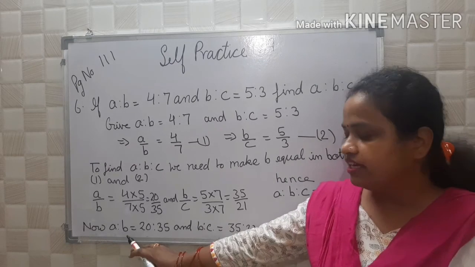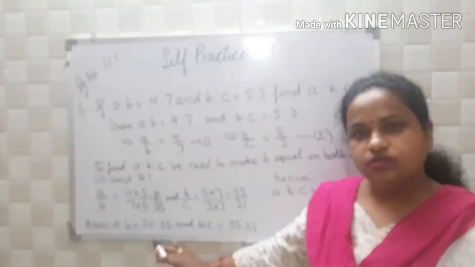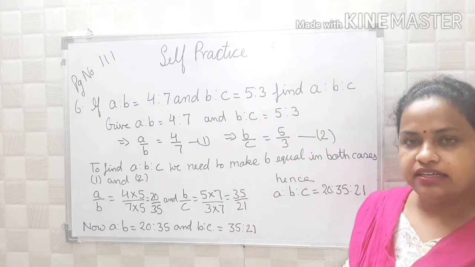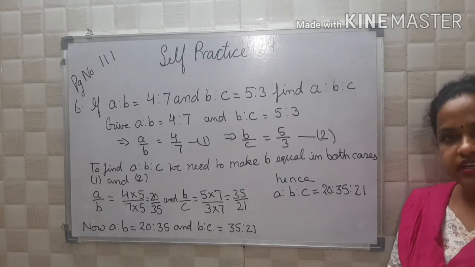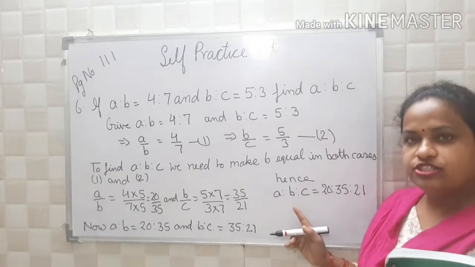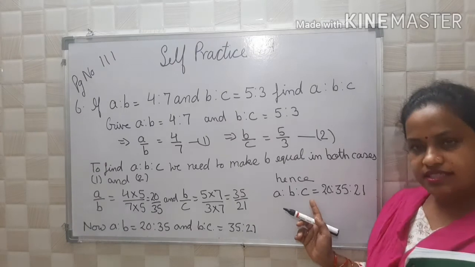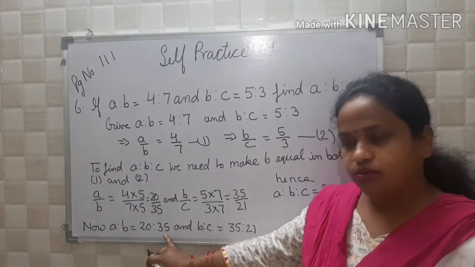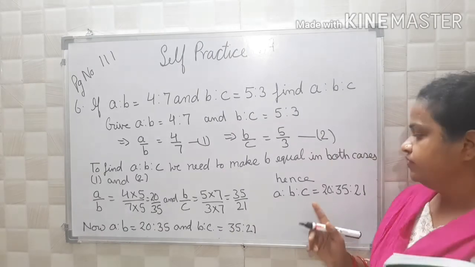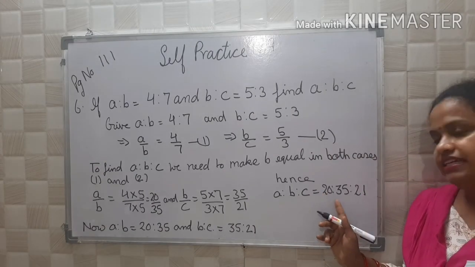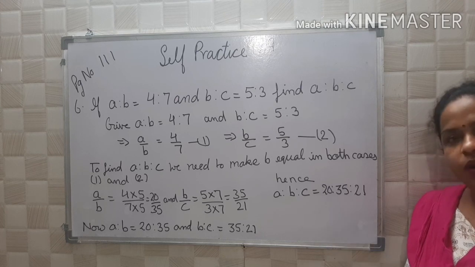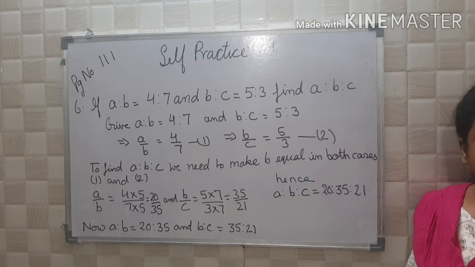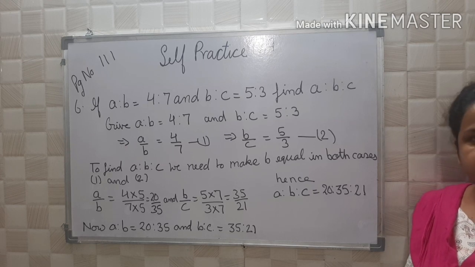Now what is the ratio of A is to B? 20 is to 35. And what is the ratio of B is to C? 35 is to 21. Now you got both the ratios. Now what you have to see? What is the ratio of A is to B is to C? So here B is repeating, so you can write it once only. See, both B are same, so we will write it once only. So you will have ratio as 20 is to 35 is to 21. Okay? Correct? Is it correct or not?